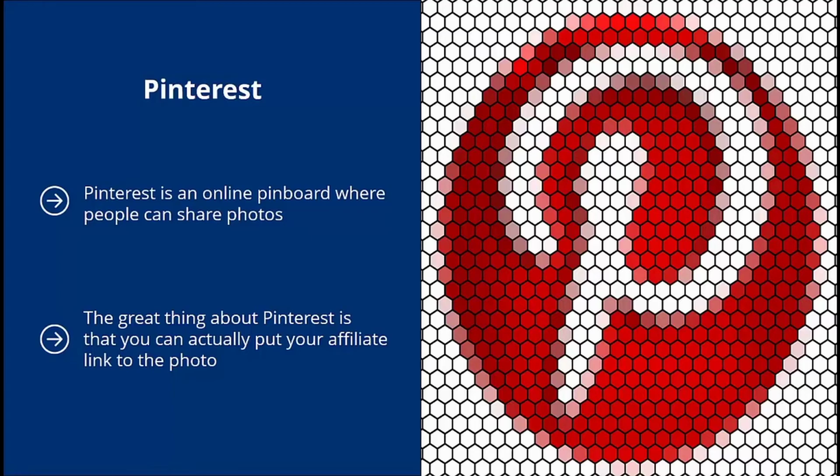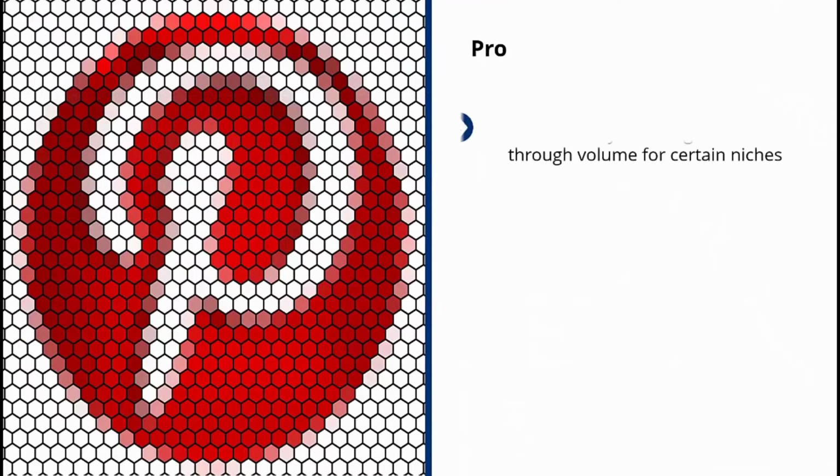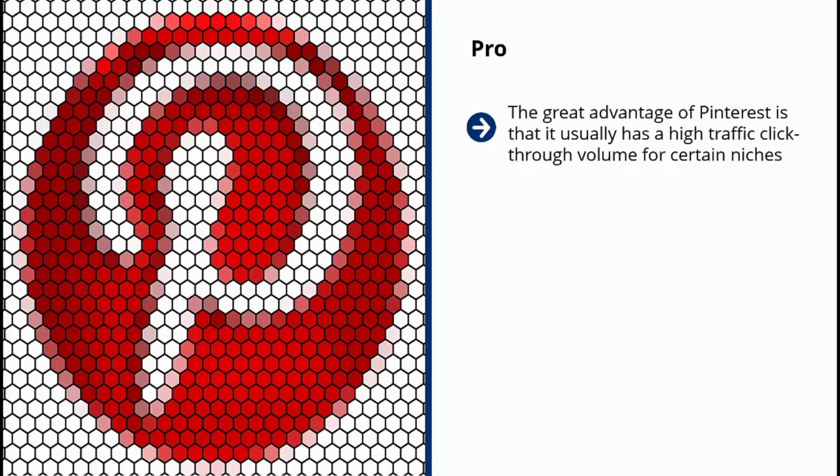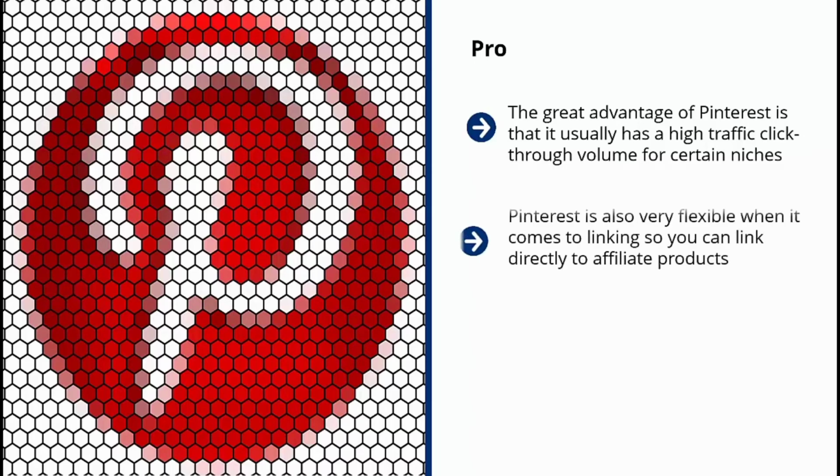Just like with Instagram, if you're in a niche that doesn't really lend itself well to graphic representation like insurance or certain types of lawsuit, you may want to advertise on a different platform. Pro. The great advantage of Pinterest is that it usually has a high traffic click-through volume for certain niches. These niches have to be graphics friendly. Pinterest is also very flexible when it comes to linking, so you can link directly to affiliate products. Ideally, you should link to your squeeze page or to content that encourages people to join your mailing list.